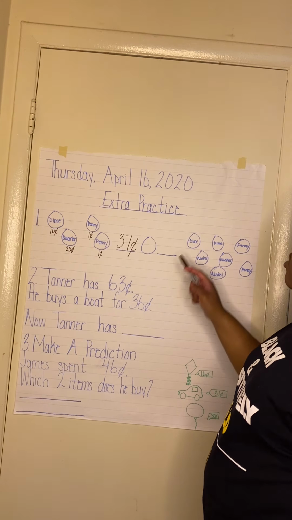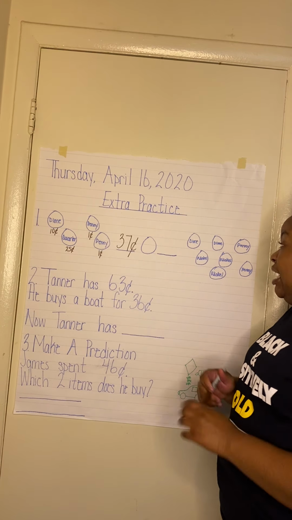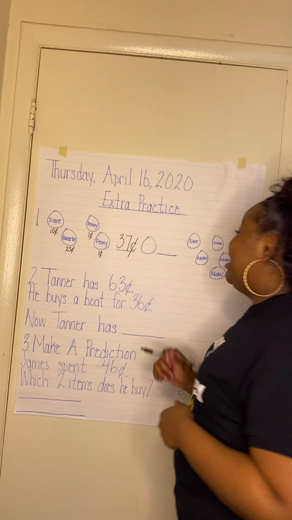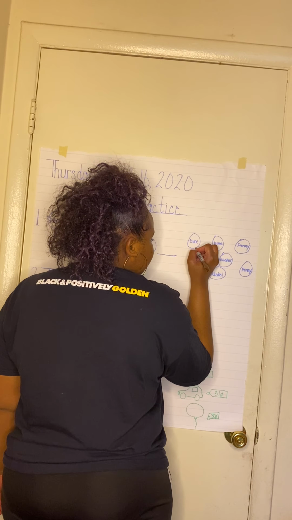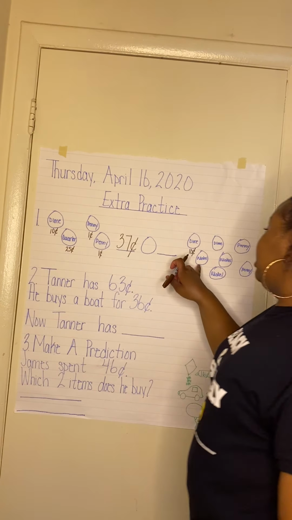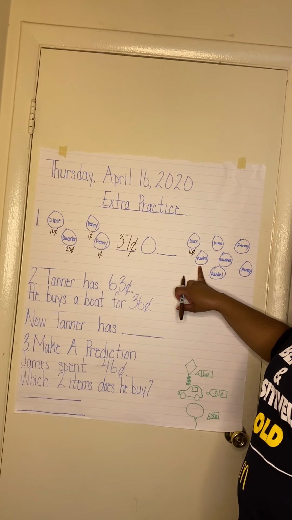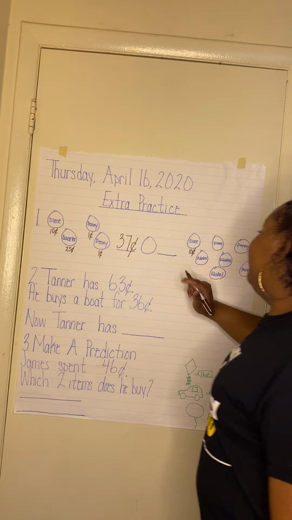So what is the first coin that I have over here? It is a dime. What is the value of a dime? 10 cents. So let's label this dime as 10 cents. Let's look at the next coin beside it. What is the name of this coin? It is called a nickel. And what is the value of a nickel? 5 cents.